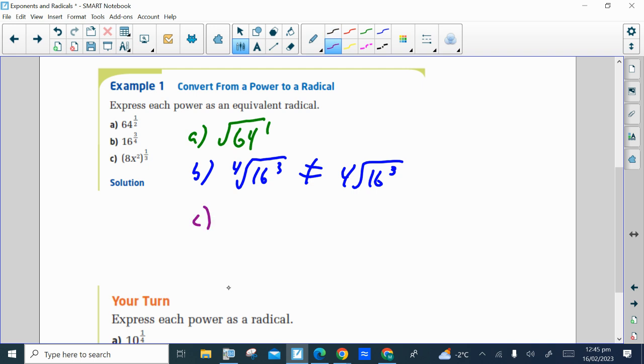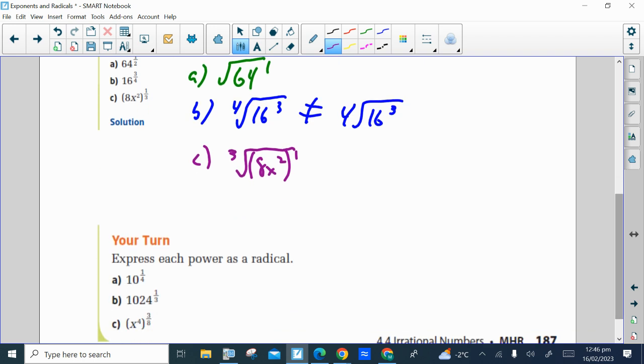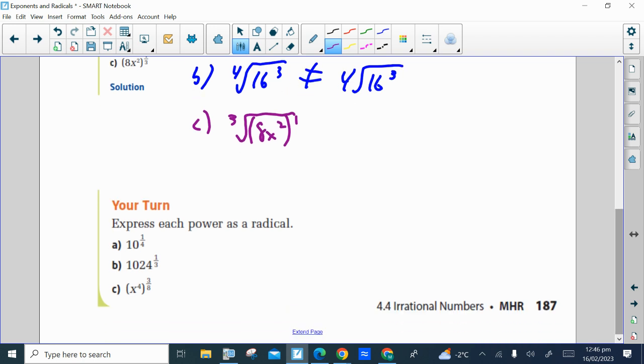Question C, those brackets are important. The 8x squared is in brackets. It's all raised to the power 1/3. So because the denominator is 3, that's the index, it's the cube root, and the radicand will be 8x squared. It's in brackets, so it's all under the cube root, and it'll all be to the power 1. So that's that expression, written as a radical. Okay? Do those next 3 on your own. We'll check.